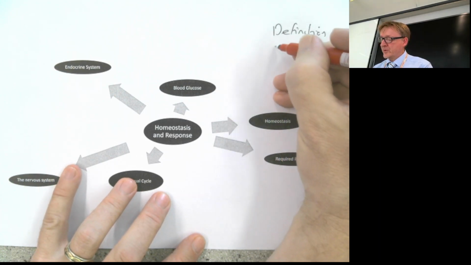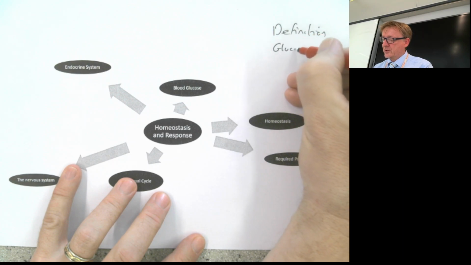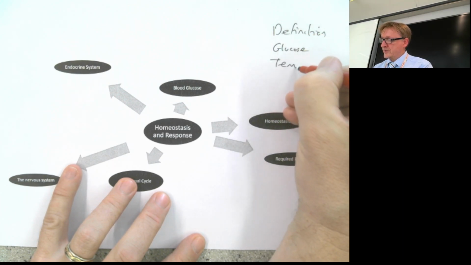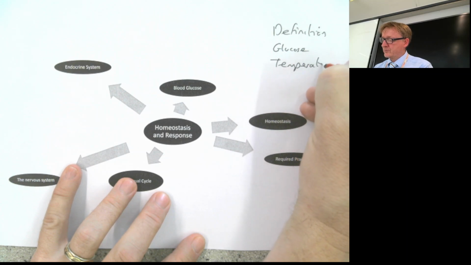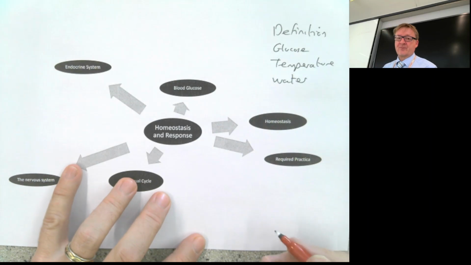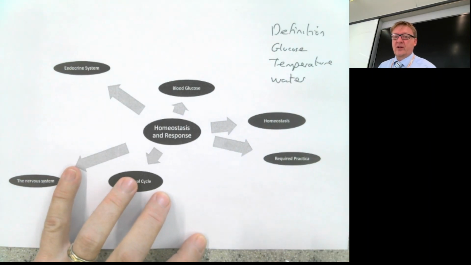The 3 main ones that you need to know about are glucose, which is your sugars, your temperature, and your water content. Now, it's going to vary depending on what level of exam that you're doing.